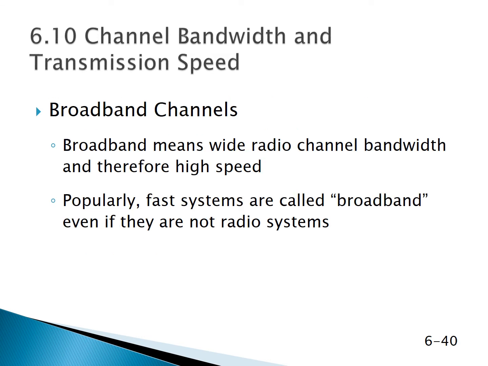So broadband means wide radio channel bandwidth and therefore high speed, right? That's why, when you talk about a broadband connection for your internet, it means your bandwidth is very broad, not narrow. So nowadays fast systems are popularly called broadband systems, even if they are not radio systems. Many network connections are actually wired, but still it is quite common that people call it broadband nowadays.